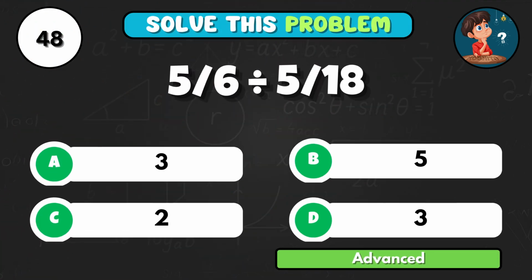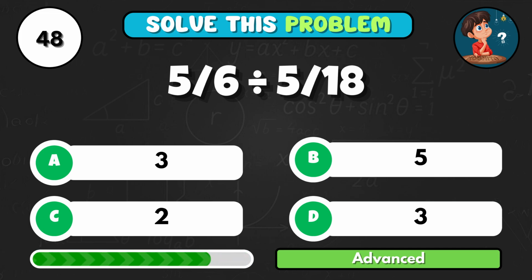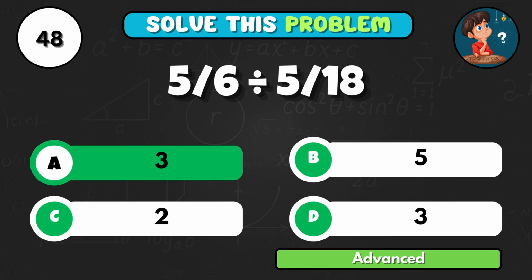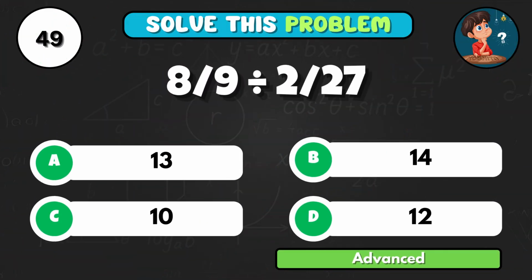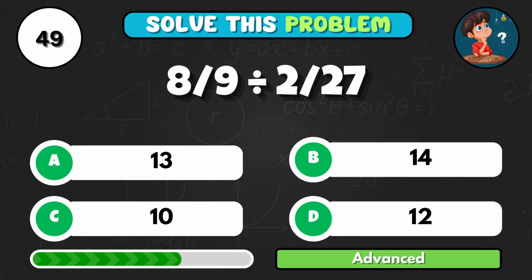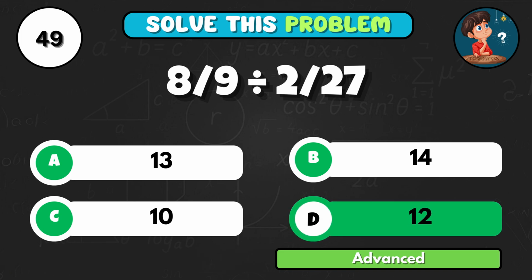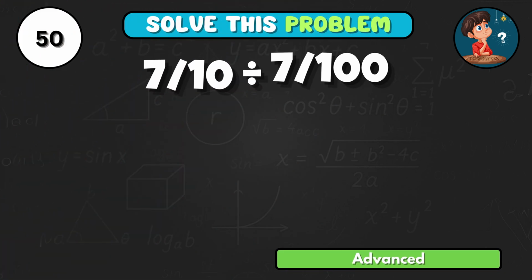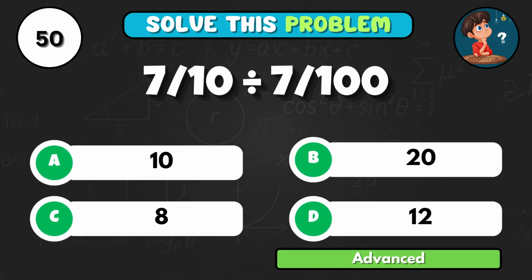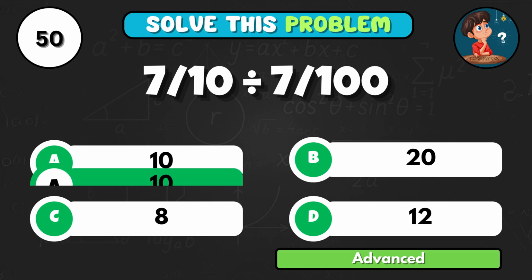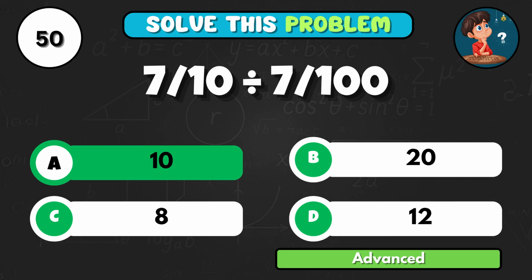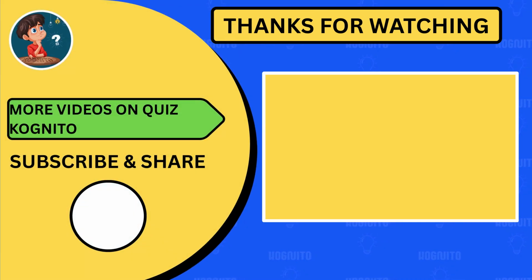5/6 divided by 5/18 equals what? It comes to A, 3. 8/9 divided by 2/27 equals what? That's D, 12. 7/10 divided by 7/100 equals what? It equals A, 10. Great work completing our grade 6 division quiz.